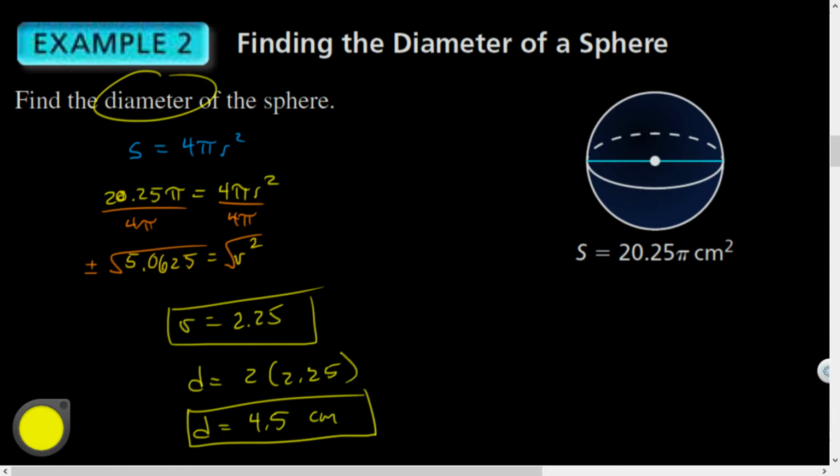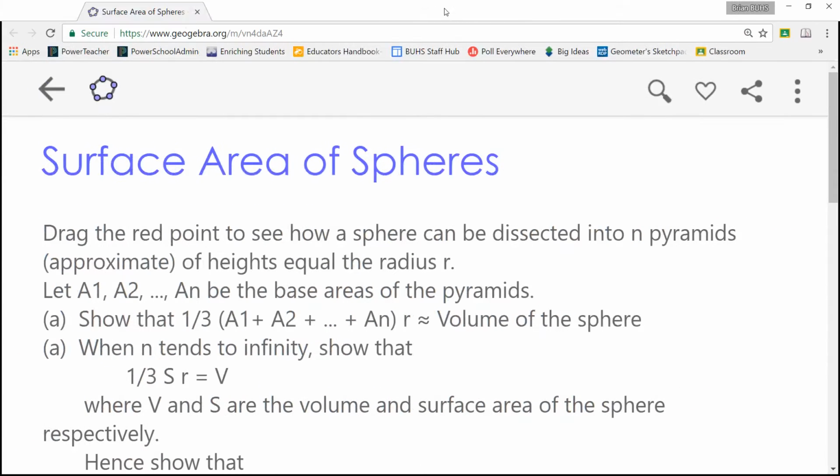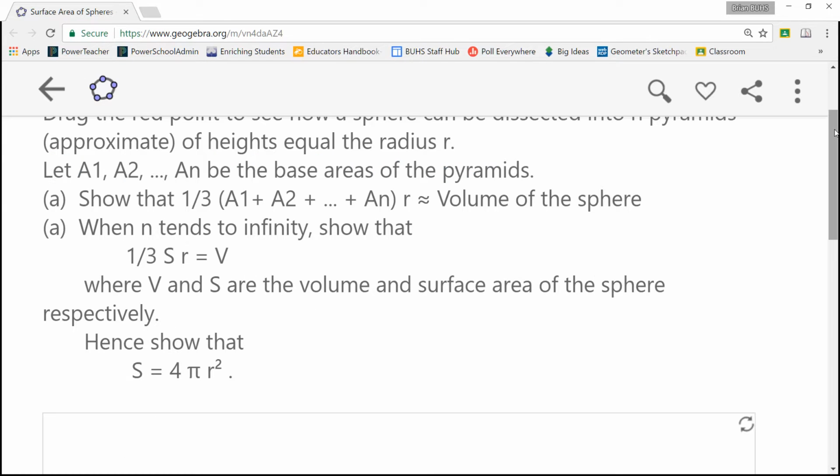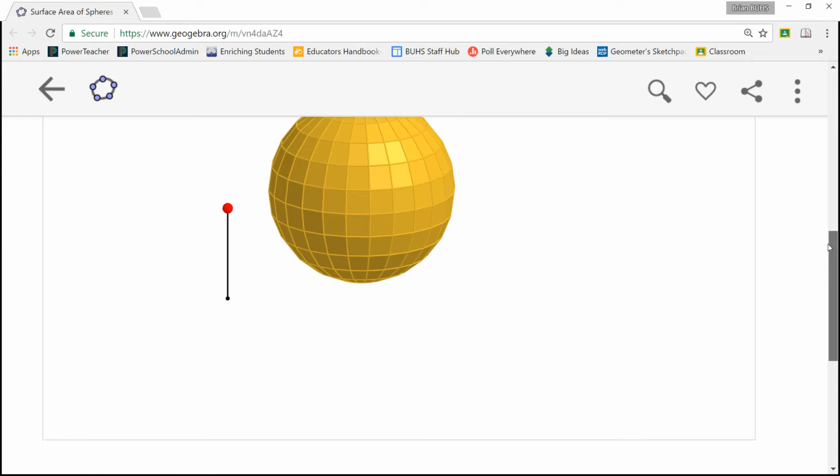Here we go. Let's see if I can get my volume of a sphere demonstration working here. Let's see, is this going to work? All right. Hi, Lauren. So, guys, check this out.